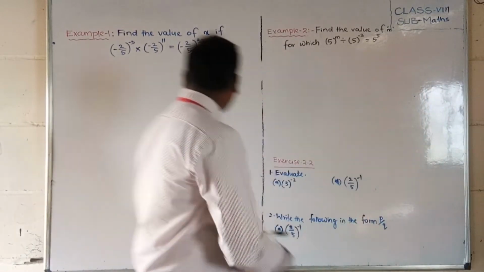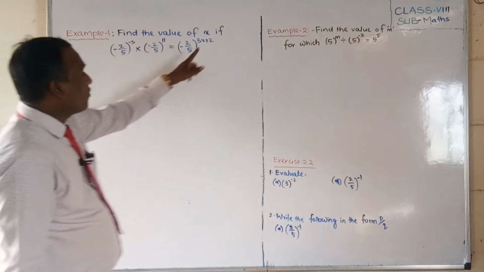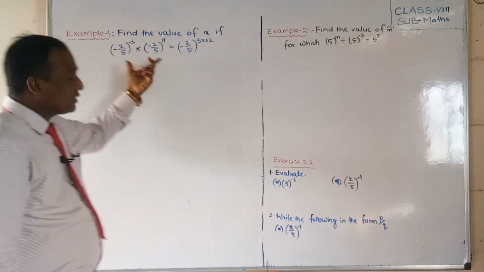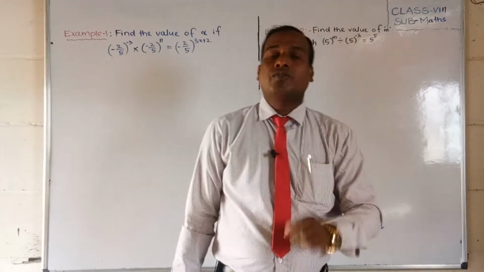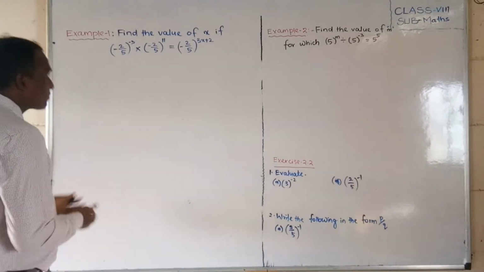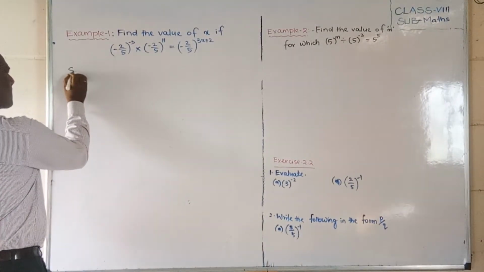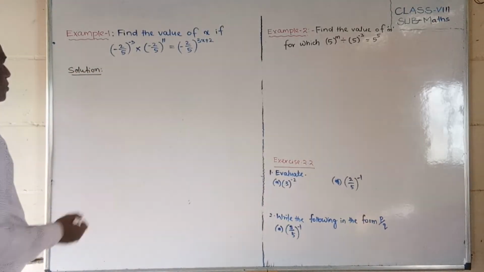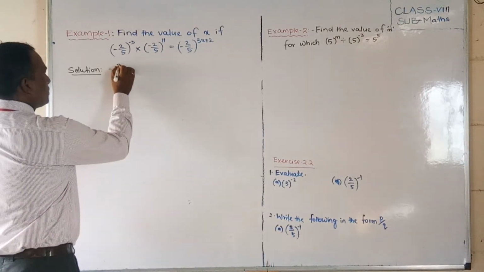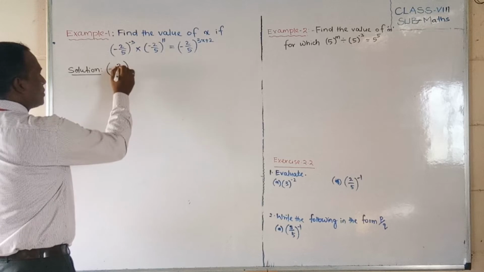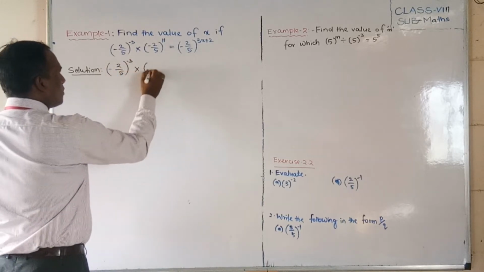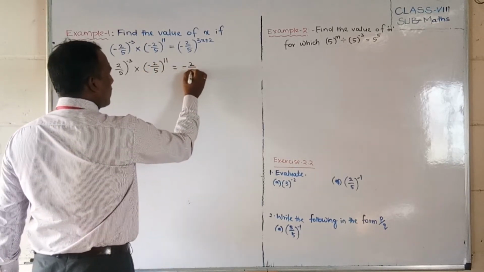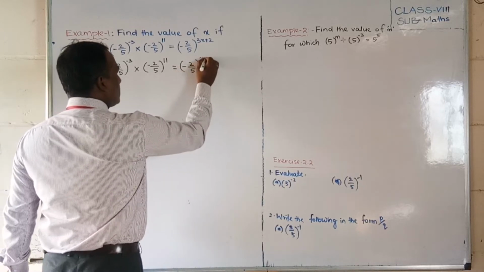So look at this, students. First question I have written here. Example 1. Find the value of x. In this equation we have to simplify and find out the value of x. First of all, we have to write the solution. So first write the question, students. I am writing (-2/5)^-3 × (-2/5)^11 = (-2/5)^(3x+2).